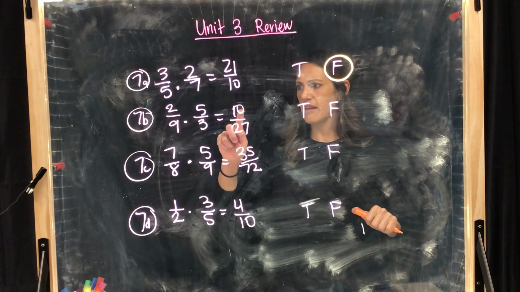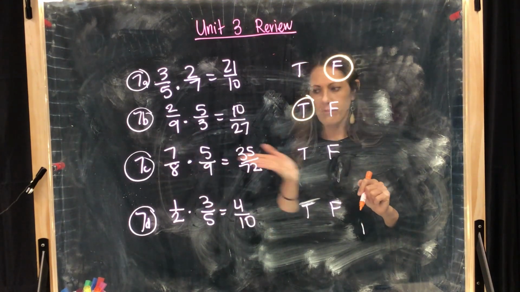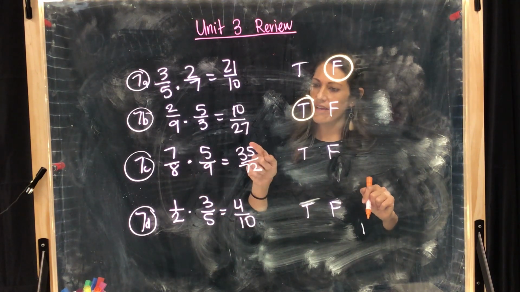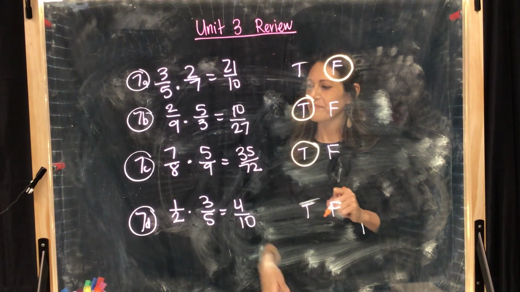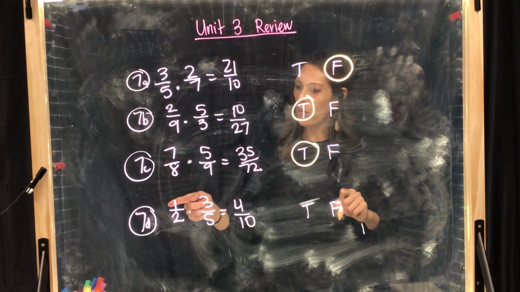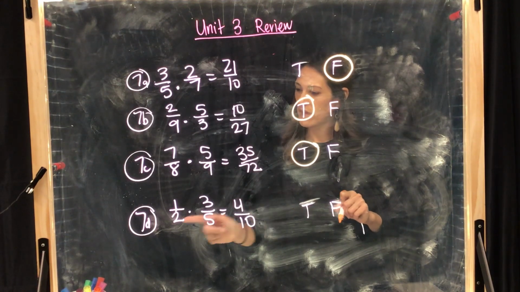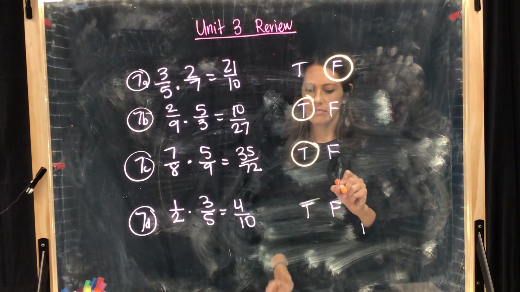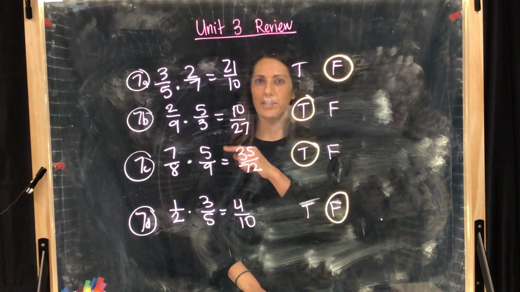Again, I'm multiplying, going straight across. 2 times 5, 10. 9 times 3, 27. Looks good to me. Again, multiplying, going straight across. 7 times 5, 35. 8 times 9, 72. Looks good to me. And the last one, 1 times 3 is 3. 2 times 5 is 10. Uh-oh, that's not right. Okay? So don't let that trick you when you get to your problem.